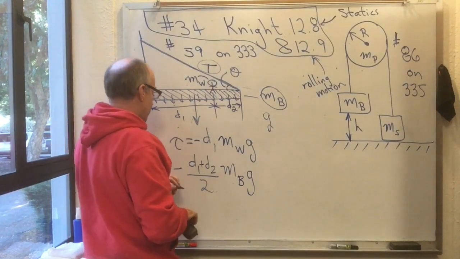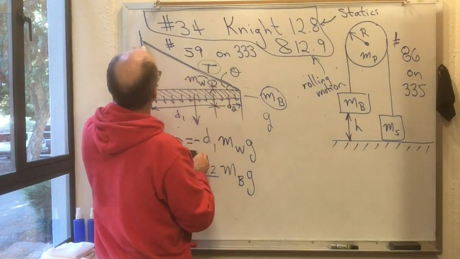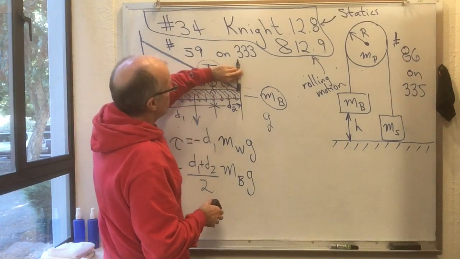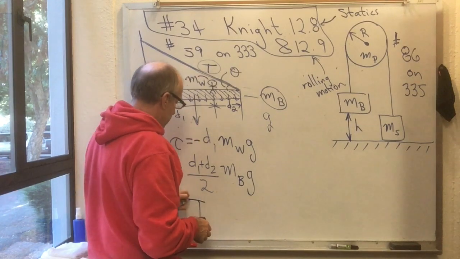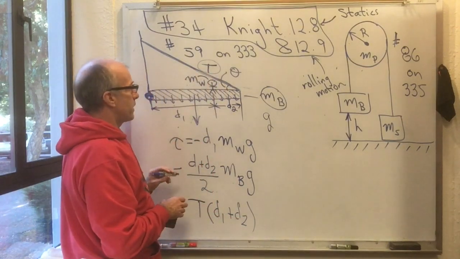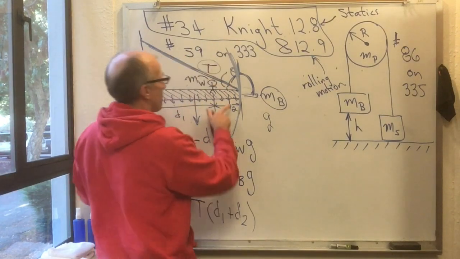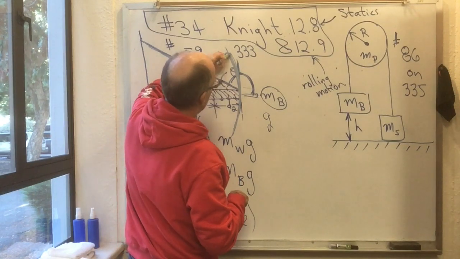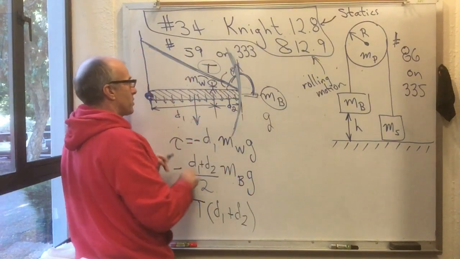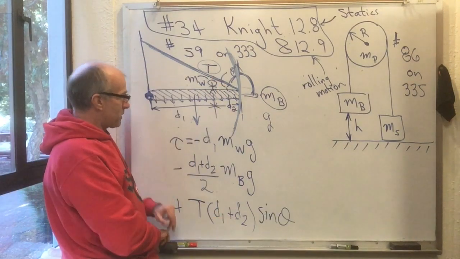Okay, so we've accounted for both of the downward torques. Now we've got to account for this thing here. The tension on this cable is also causing a torque. If this cable were pointed straight up, it would be capital T times (D1 plus D2). But this cable isn't pointed straight up. The component of the force which is tangential, that is perpendicular to the end of the beam, in the direction that this thing would be trying to torque the beam, has a capital T and a sine of theta in it. So there's our formula for the sum of all the torques on this beam.